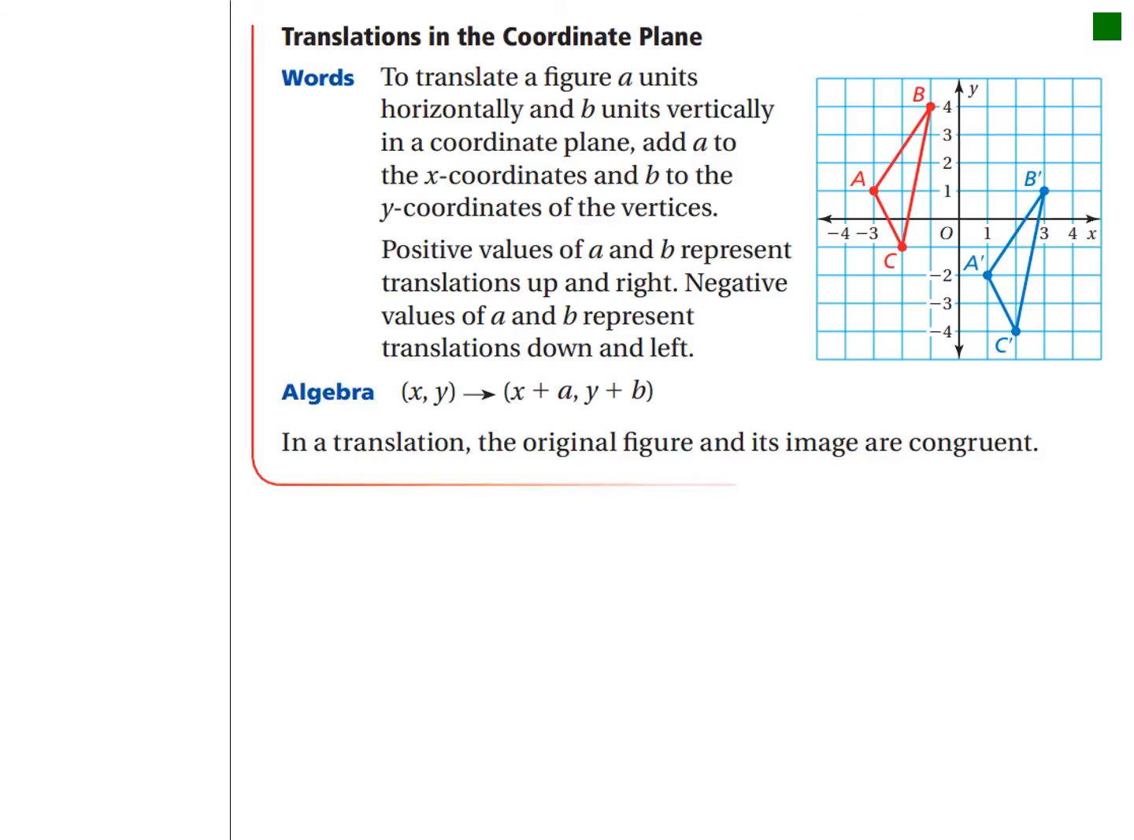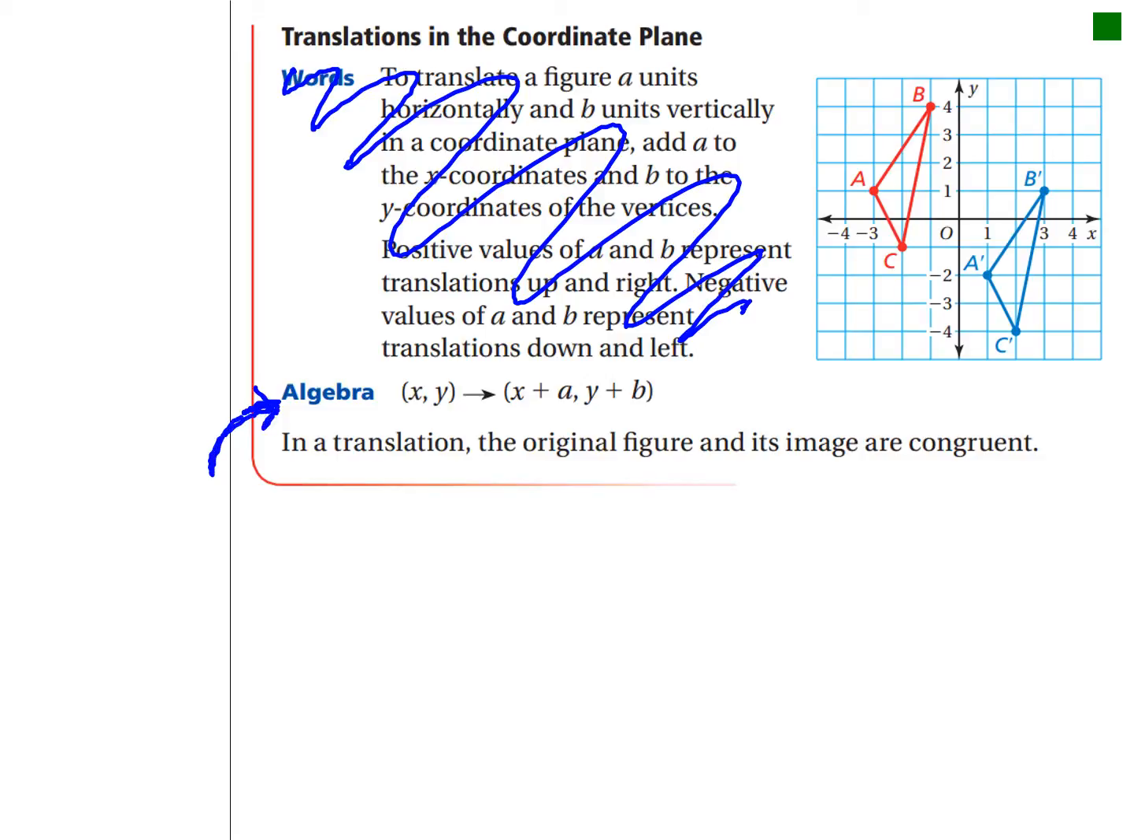All right, let's go ahead and talk about how to do this mathematically. Don't write down this word part. I need you to write down this algebra part. This algebra part is the important part here. Our red image is our pre-image. This blue image is our image. And I want to teach you now how to use your ordered pairs to make your image.